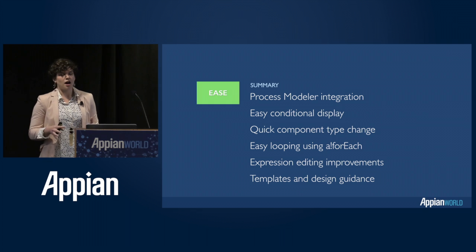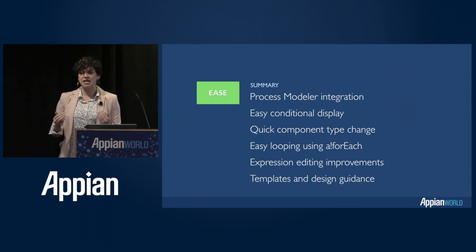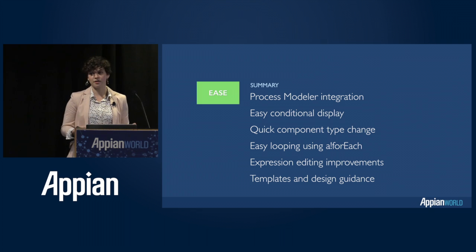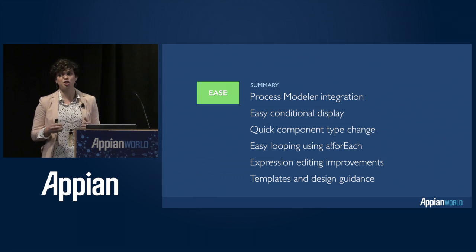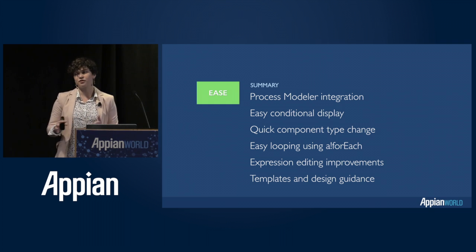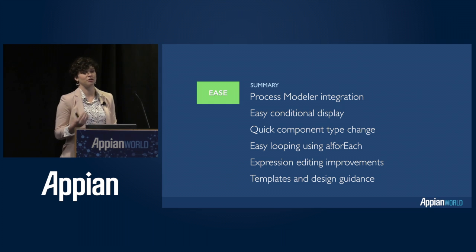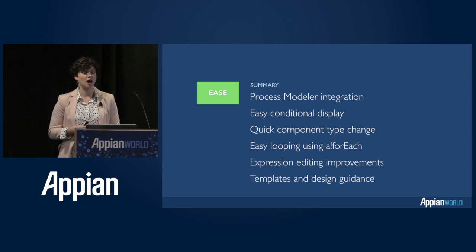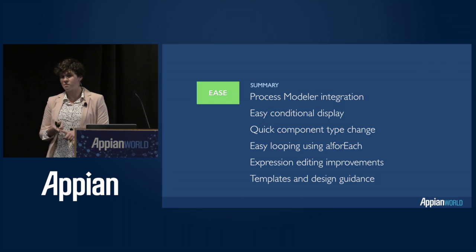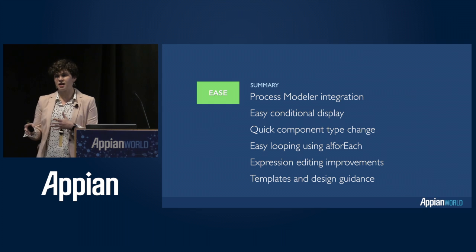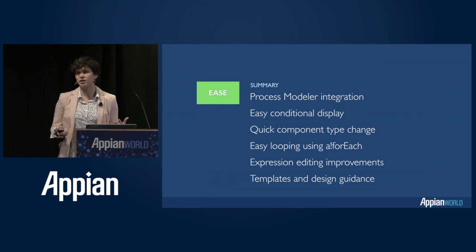So to summarize, the process modeler has a new feature that makes it really easy to connect interfaces and process models when designing your forms. There's a new configuration to set conditional display for all components. It's really easy to change the type of your component using the point-and-click interface in the design view. The new for each function makes it easier than ever to dynamically generate a list of components. The expression editor has a bunch of improvements to help you become more productive, including better performance, keyboard shortcuts, and syntax highlighting. And we've added a bunch of templates and design guidance in the documentation to help you make really good design decisions.